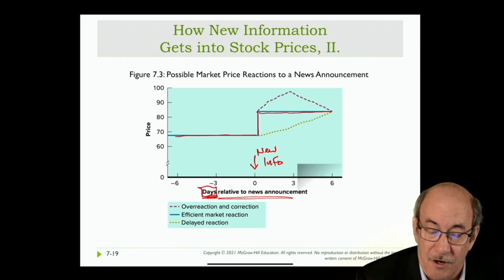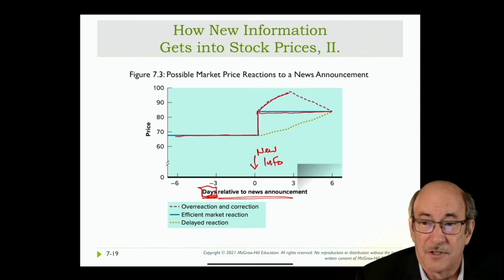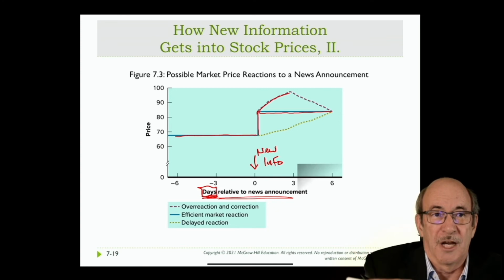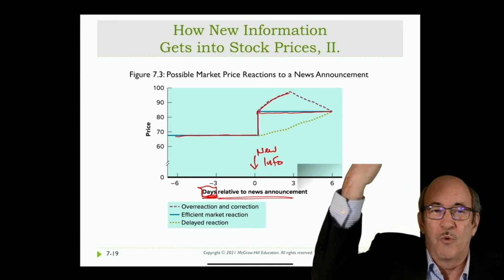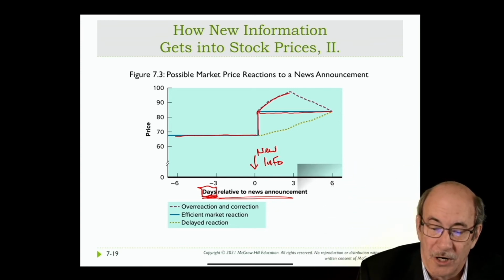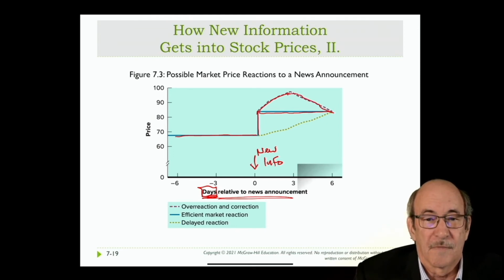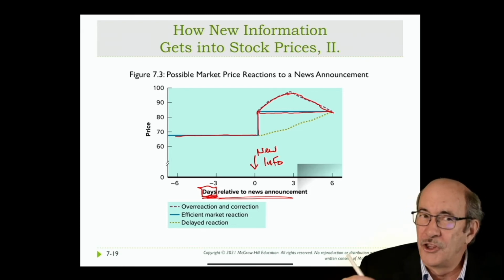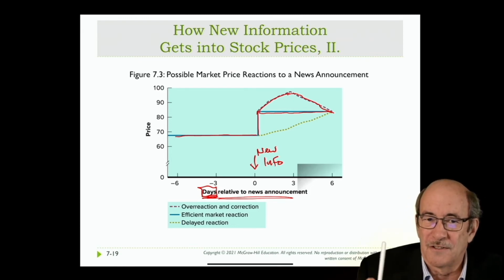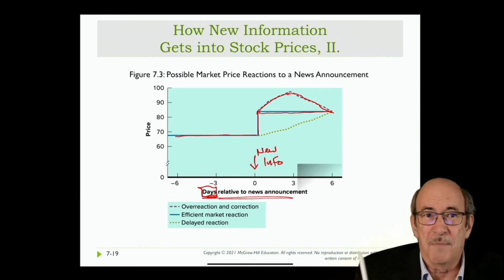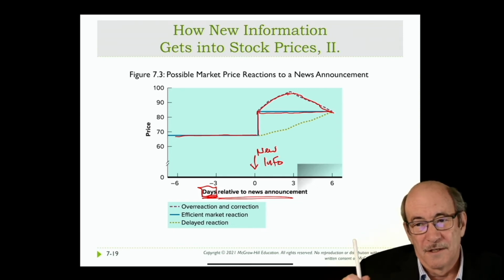And so here's an overreaction. The market obviously reacts to that new piece of information, but it puts the value way too high, and then the market figures out, oh, wait a minute, no, actually it's down here. And it comes back down to where it should be. Now, that still reflects market inefficiencies. This overreaction might be something you could capitalize on.